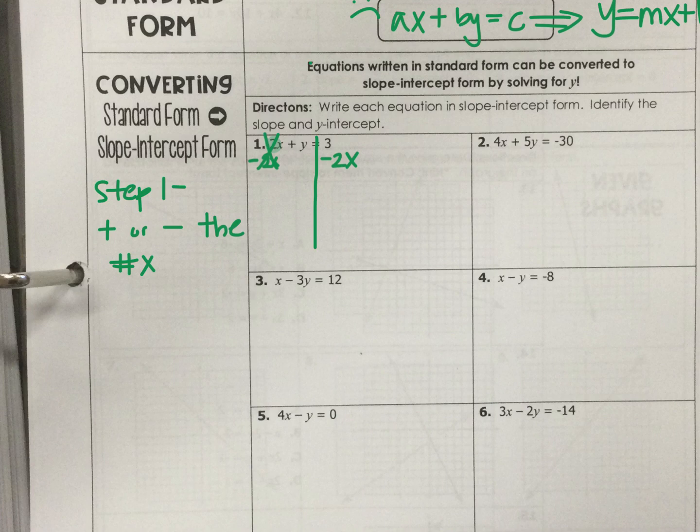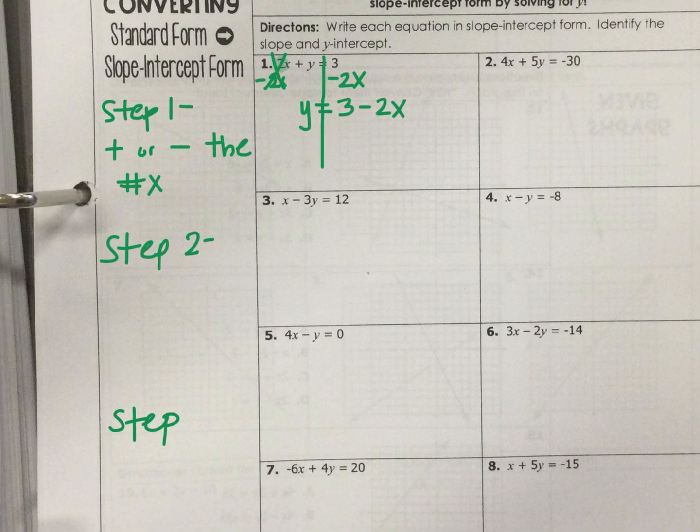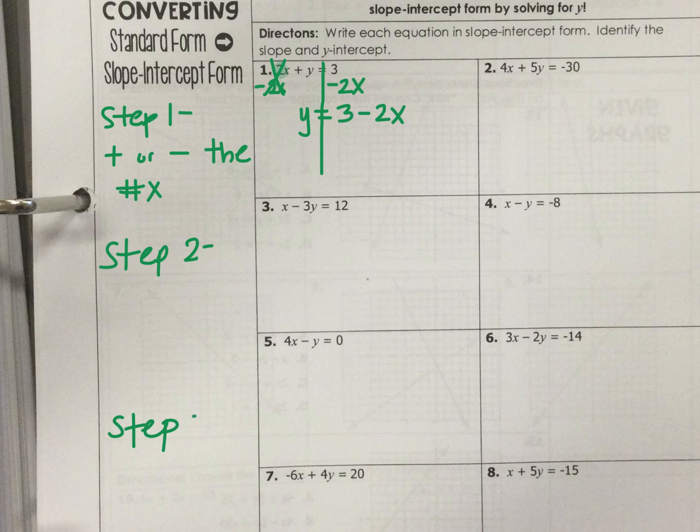Now I'm going to rewrite the problem. On the left I have a y. On the right I have 3 minus 2x. Okay, step 2, we're actually going to skip for a minute because this problem doesn't have step 2, and we're going to go down to step 3. And step 3 is that we rearrange into y equals mx plus b.